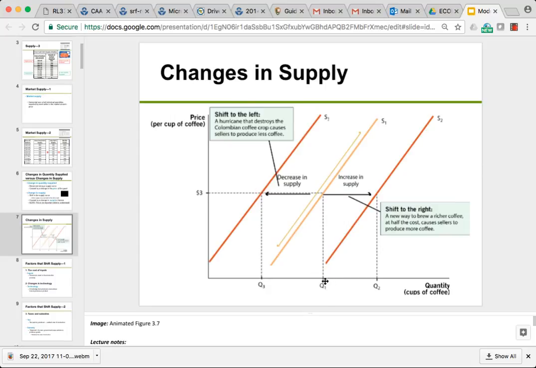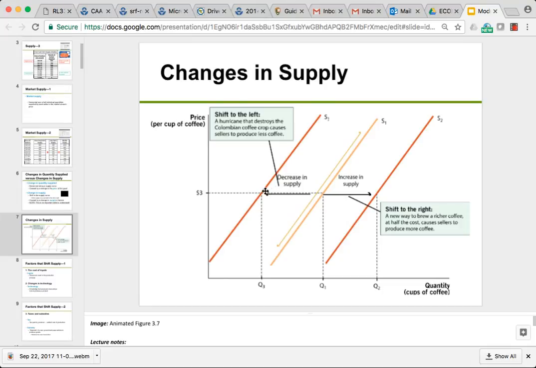supplied of Q1 cups. Now, suppose that there was a hurricane that destroyed the coffee crop in the country of Colombia. Well, because we know that this would cause a shift in supply because this is a change in a non-price factor, ceteris paribus is not holding, so we have to shift the supply curve to the left, which represents this idea, well, now that the crop is gone, sellers are only able to produce less coffee.